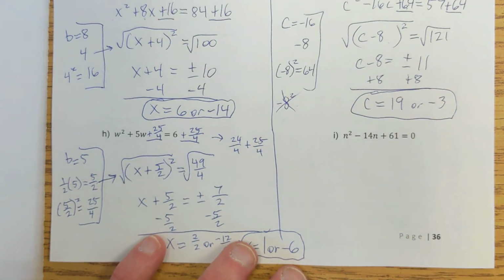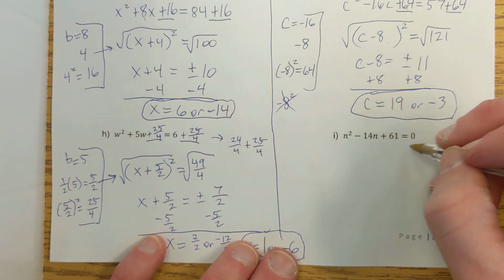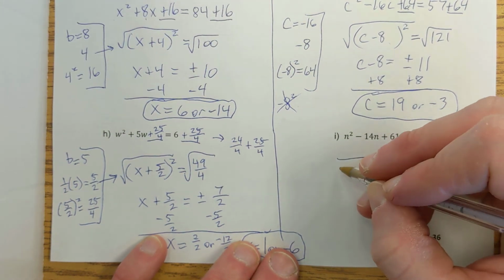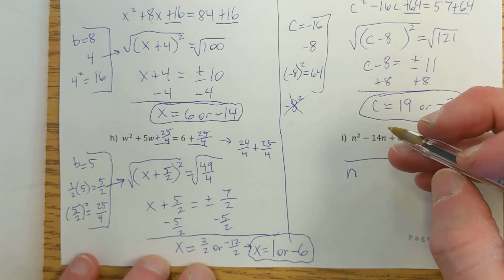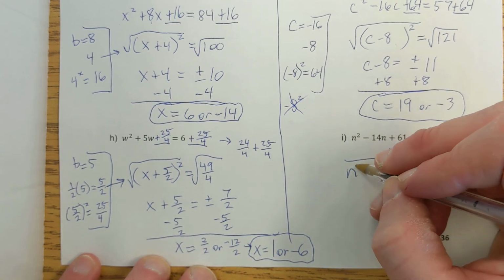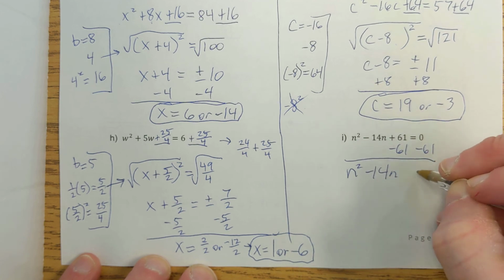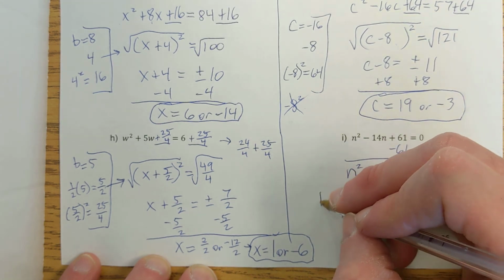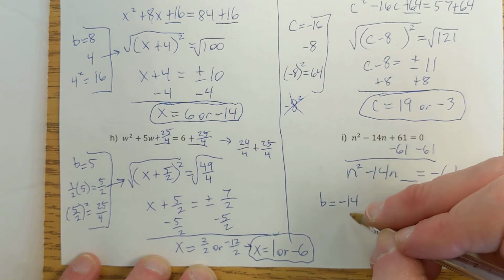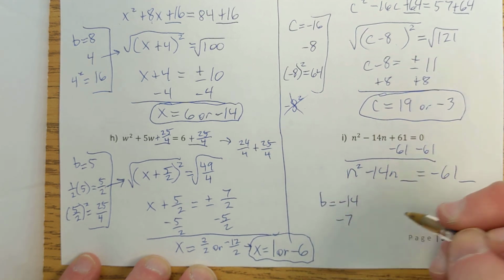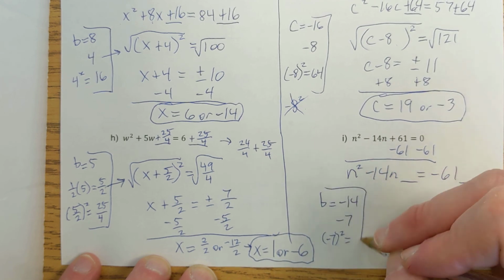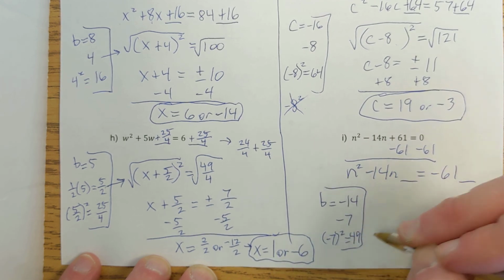All right, last one. Here we go. We need to move C over. So we subtract 61. We've got n squared minus 14n is equal to negative 61. I'm leaving a space here and here. B is negative 14, so half of negative 14, negative 7, and then negative 7 squared. Make sure, again, reminder on the calculator, we get a positive 49.